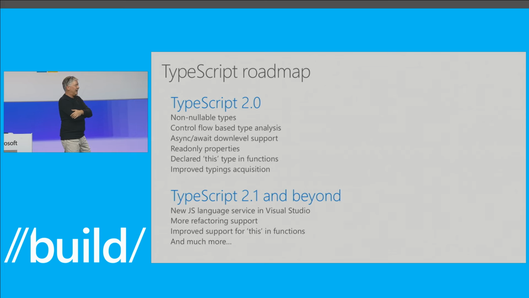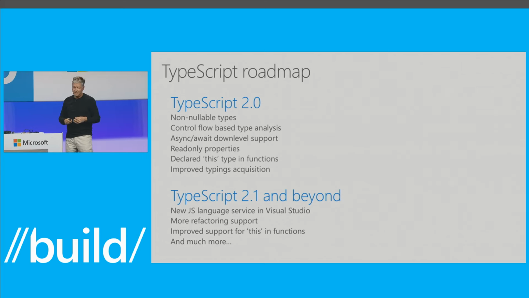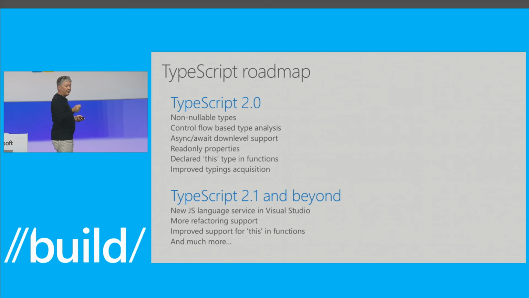We're also adding control flow-based type analysis. I'll show you what that is. We're adding down-level support for async await. That's a big work item because it requires us to rewrite our entire emitter backend, because we need to do some pretty complicated source transformations in order to support async await on ECMAScript 3 and 5, which don't have generators.